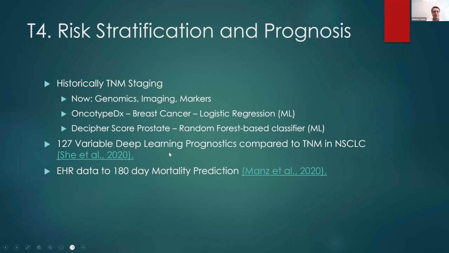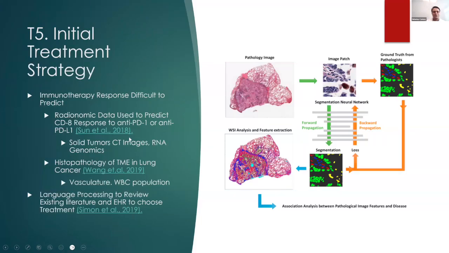One study utilized 127 variables to create a prognosis for non-small cell lung cancer. And also we can utilize electronic health record data to predict 180-day mortality and initial treatment strategy. So this is something that oncologists are specialists in. They utilize TNM staging, the Oncotype.